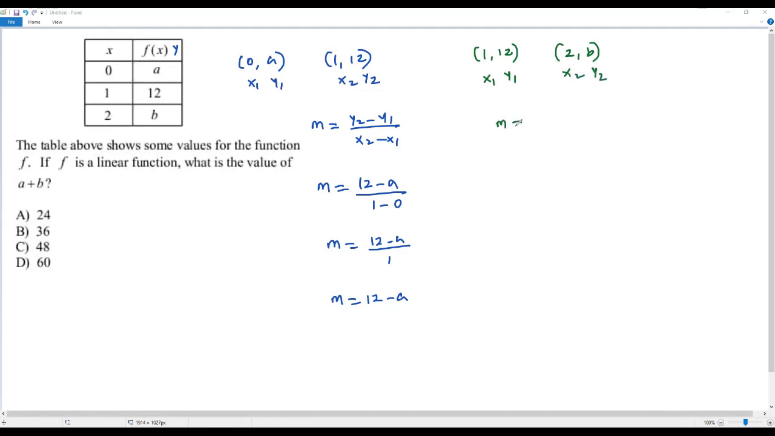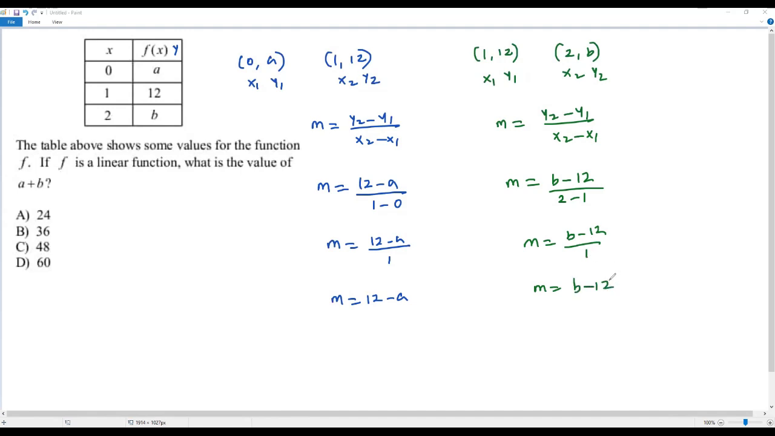Again, we can use the same formula, that is y2 minus y1 divided by x2 minus x1. M equals, the value of y2 is b and the value of y1 is 12, and the value of x2 is 2 and x1 is 1. M equals b minus 12 divided by 1, which is b minus 12.